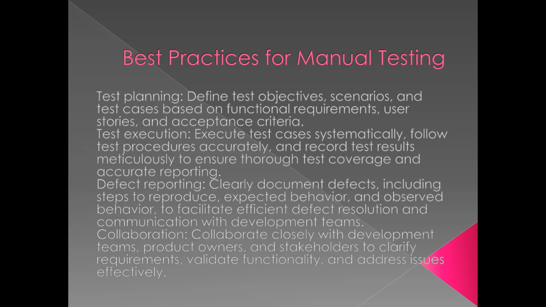Best practices for manual testing. Test planning: define test objectives, scenarios, and test cases based on functional requirements, user stories, and acceptance criteria. Test execution: execute test cases systematically, follow test procedures accurately, and record test results meticulously to ensure thorough test coverage and accurate reporting. Defect reporting: clearly document defects, including steps to reproduce, expected behavior, and observed behavior, to facilitate efficient defect resolution and communication with development teams.